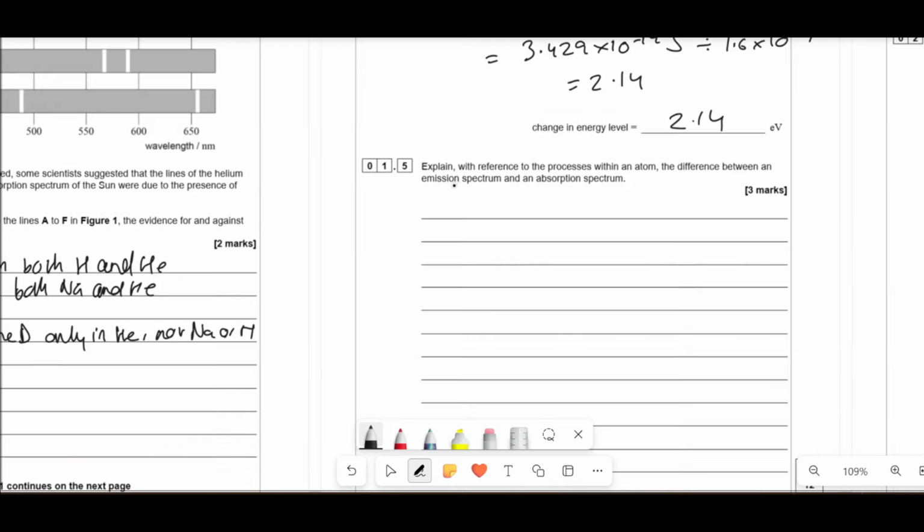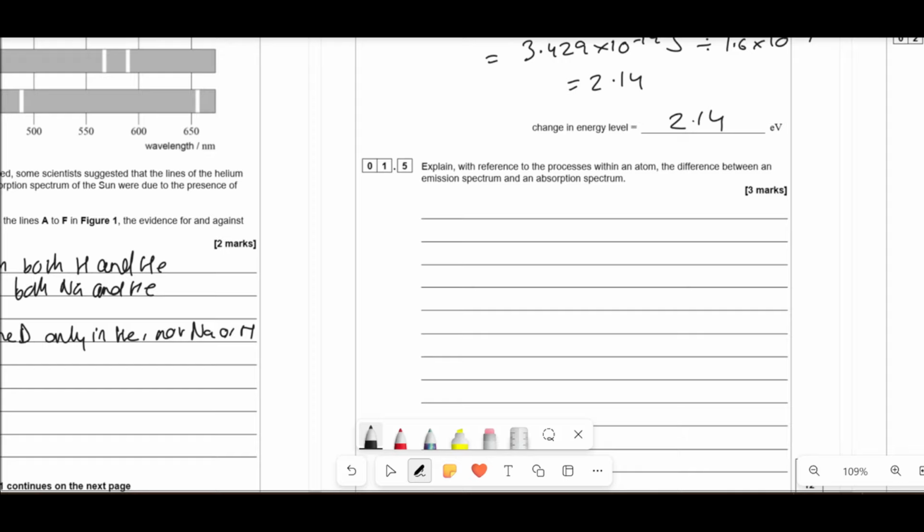There we go. Now it says, explain with reference to the processes within an atom the differences between an emission spectrum and an absorption spectrum. Remember that electrons within an atom can only be in fixed energy levels. The lowest energy level an electron is happy to be in is the ground state, and when it moves higher than that, it becomes excited. Electrons only move between energy levels by absorbing or emitting a photon. Because there is a fixed energy gap between each of these levels, it can only absorb or emit fixed wavelengths or frequencies in those photons.